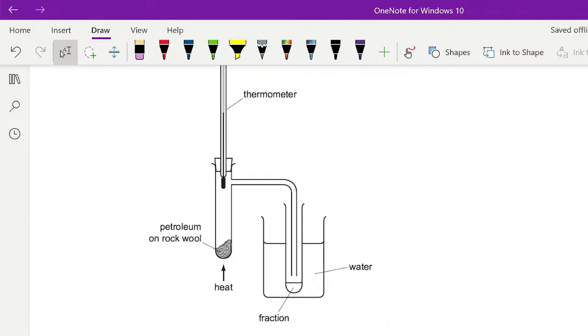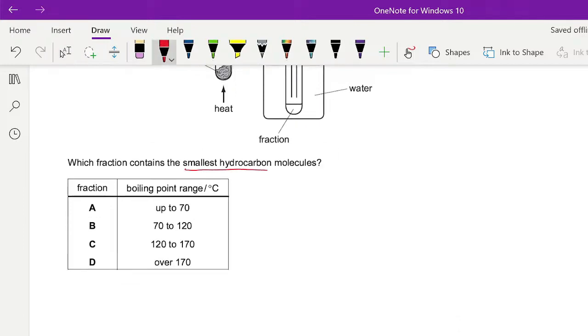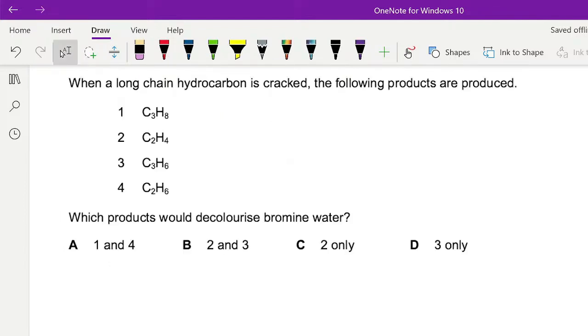The diagram shows apparatus used to separate petroleum into 4 fractions. Which fraction contains the smallest hydrocarbon fuel? It's the one with the lowest boiling point. Smallest hydrocarbon molecule means lowest boiling point. So it's A.